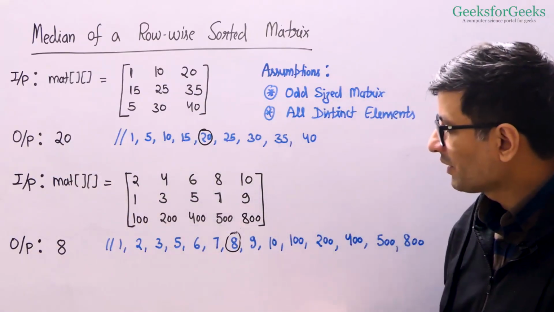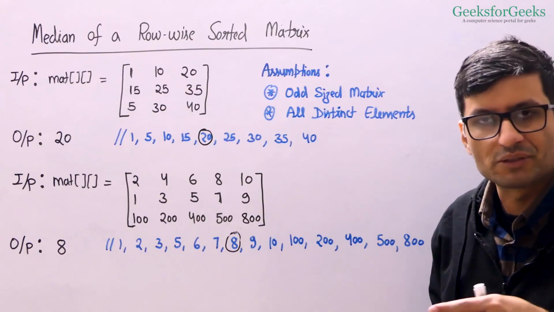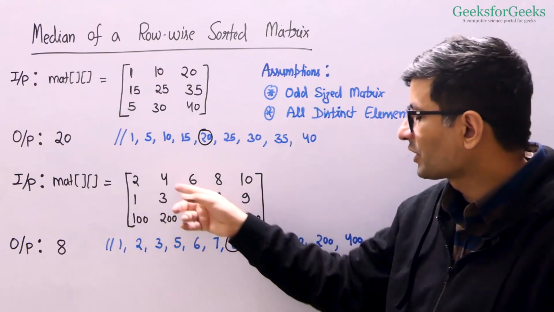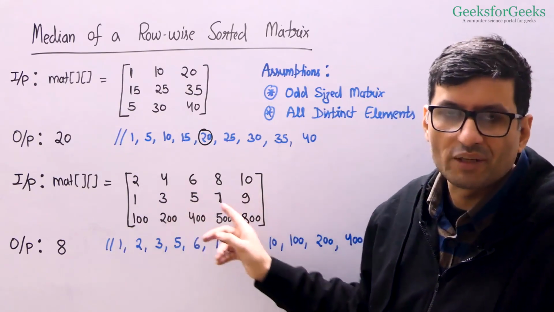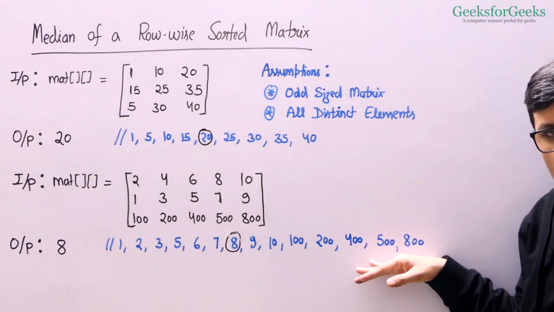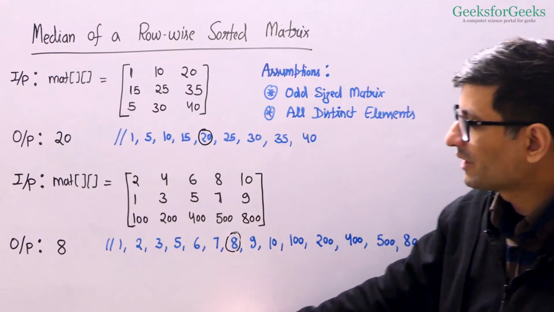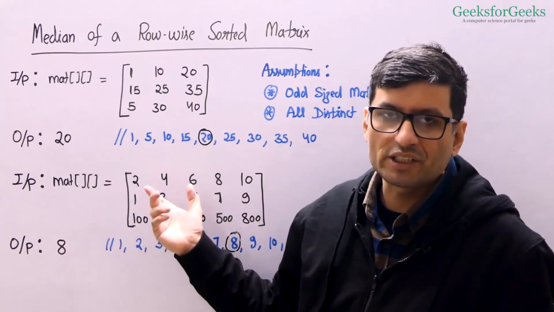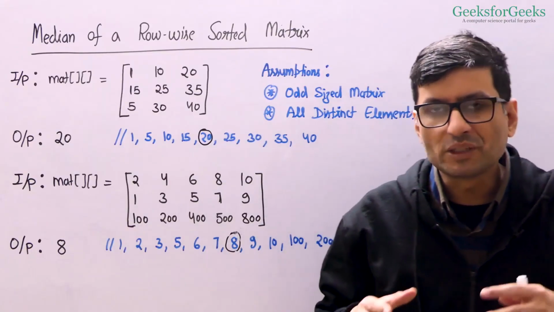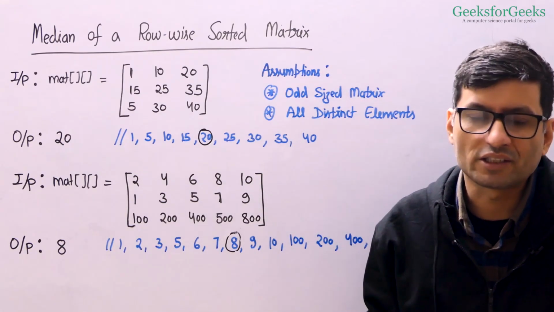Now let's see this example. We have again an odd size matrix of size 3 cross 5, which means 15 elements. All the rows are sorted in increasing order. All the elements are distinct. If I write all the elements in sorted order, I again get this sequence. And if I take the middle element, I get 8. So for this matrix, our output should be 8. Now please pause this video and try to think of a logic that takes a matrix and returns the median.